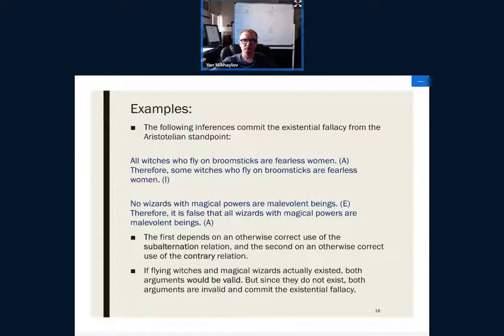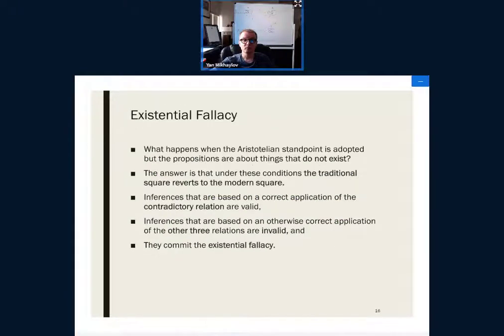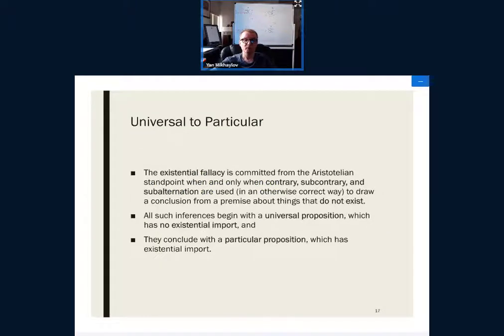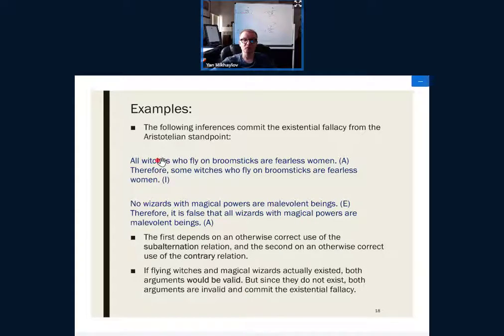Okay, let's look at some examples. The following inference commits existential fallacy. All witches who fly on broomsticks are fearless women. Therefore, some witches who fly on broomsticks are fearless women. Now, there's no problem going back to the square, going from here to here. If this is true, and by default it's true, this one is also true, right? So that would be subalternation. Wouldn't be a problem, except we're talking about witches, and witches don't exist. So that is existential fallacy.